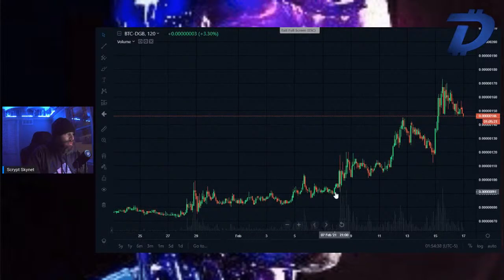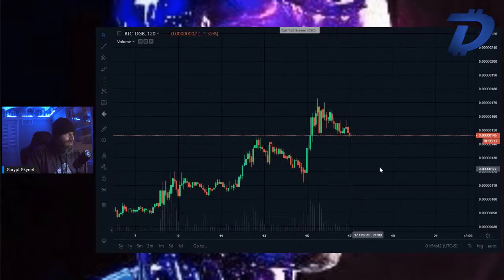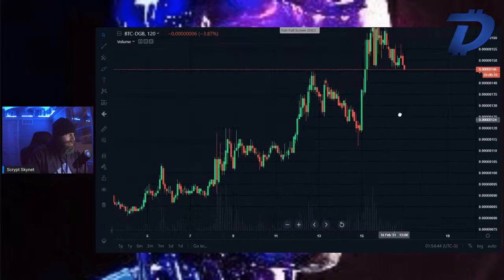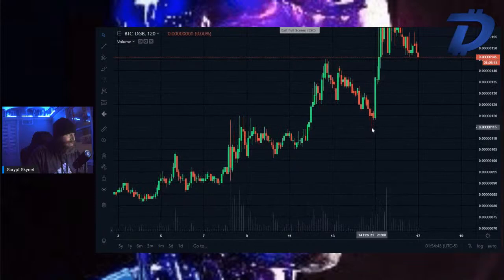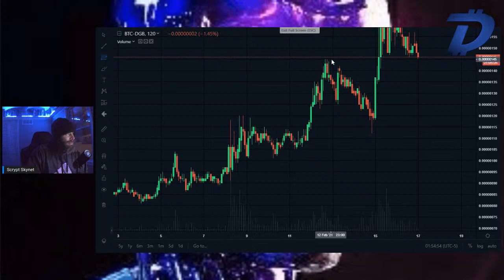Higher highs, higher lows, higher highs, higher lows, higher highs. Oh, look at that. Does that drop look familiar? Wasn't that two nights ago? And it got bought back up. Let's draw the Fibonacci. Oh, let's do this.